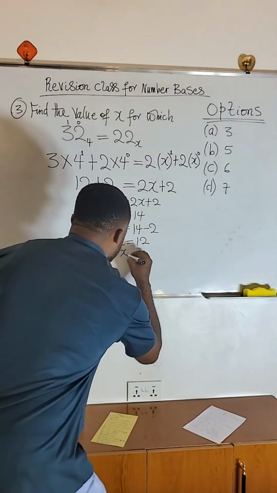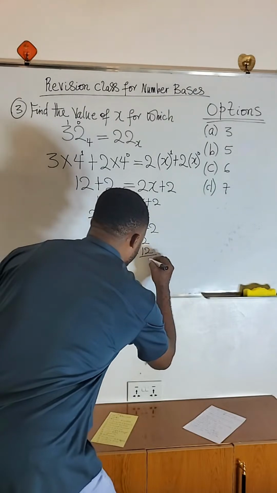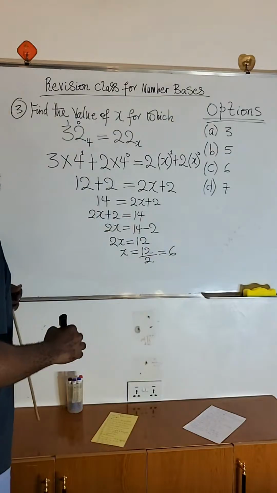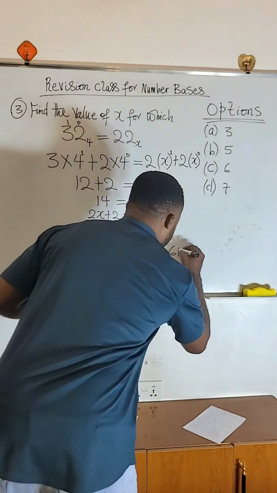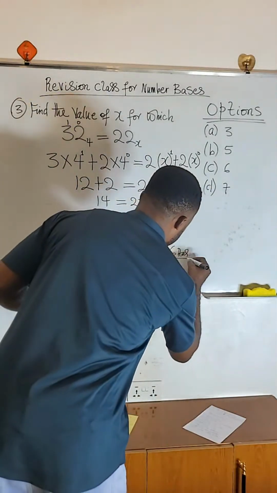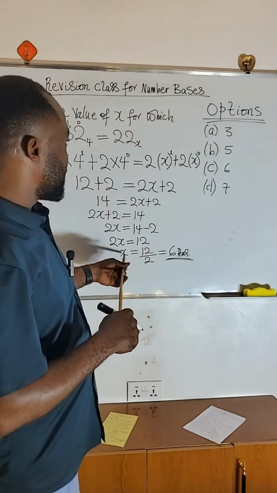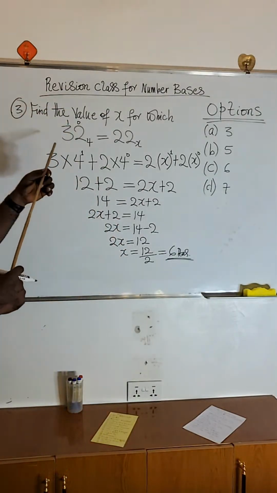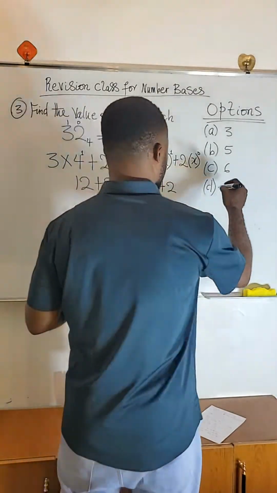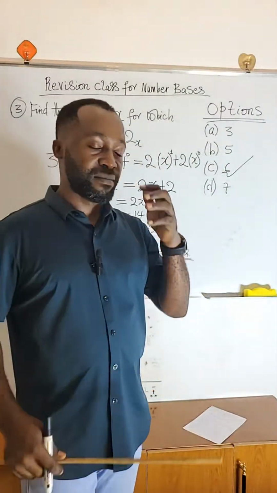And so x equals, if you divide both sides by 2, x equals 6. All right. So you can see now that the value of x in question number 3 is still 6. And so option C here becomes the right option.